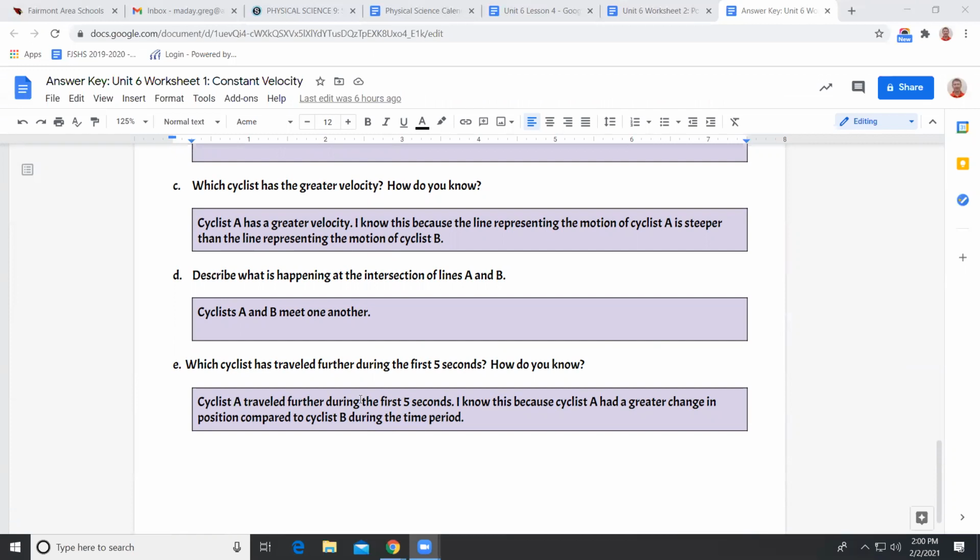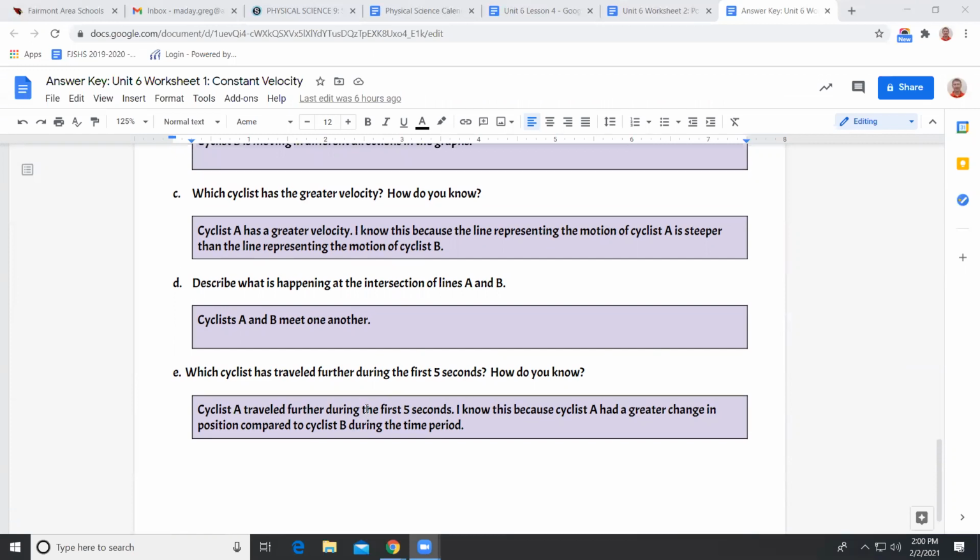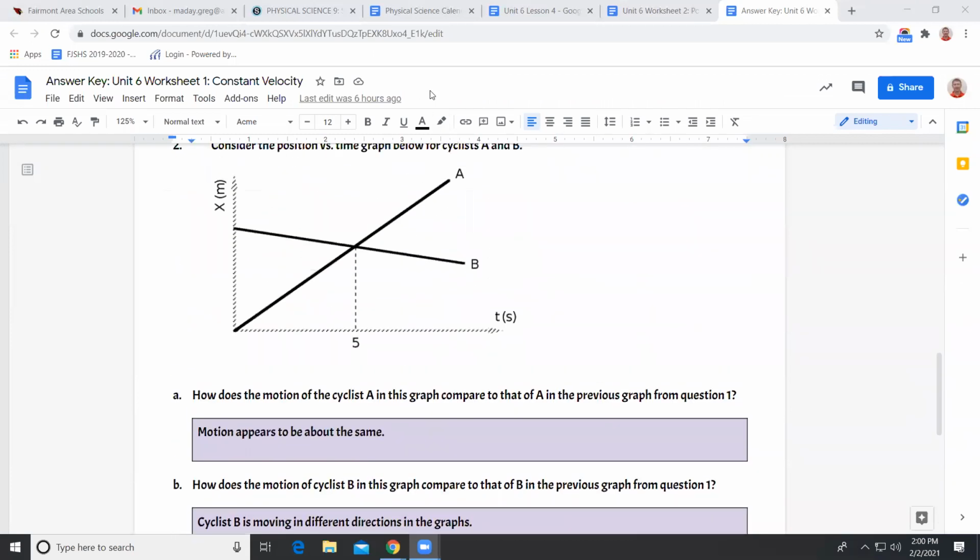In this case, this is where cyclists A and B meet one another. Remember, they're traveling in the opposite direction. So we're looking at this point. Cyclist B is traveling from the 6 meter mark to the 4 meter mark, so they're going in the negative direction, where cyclist A is going from the 0 meter mark to the 10, so they're moving in the positive direction. So they meet one another as they cross paths.